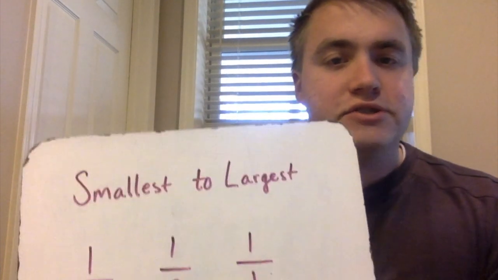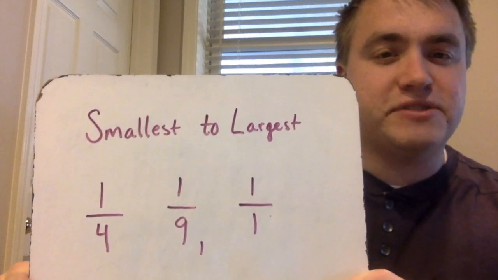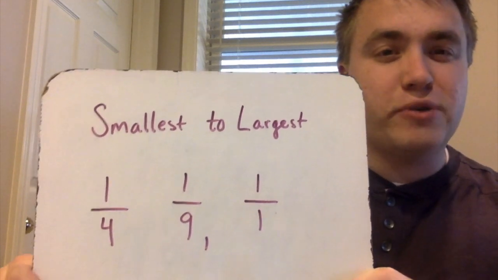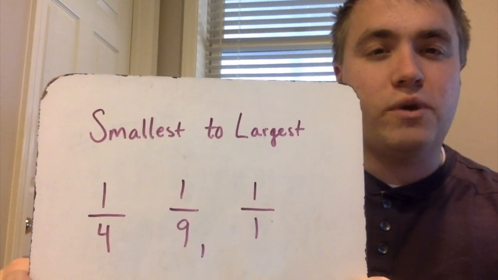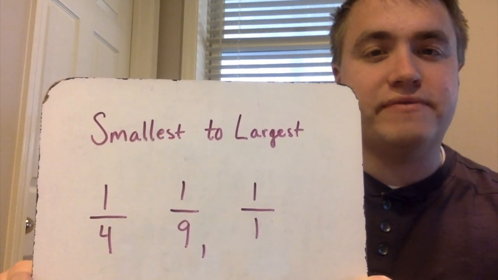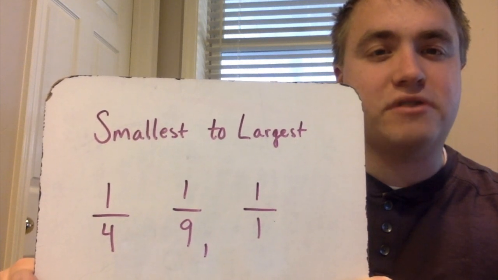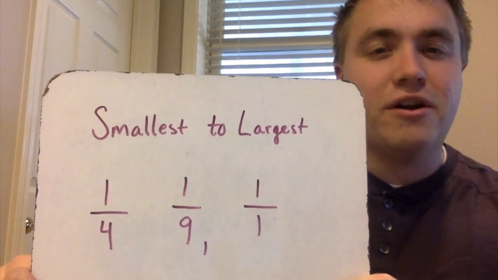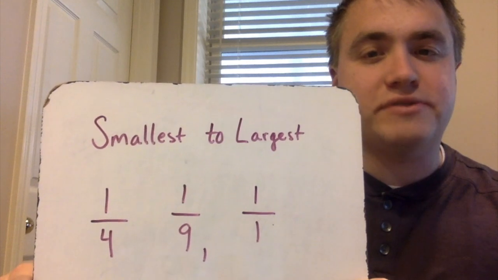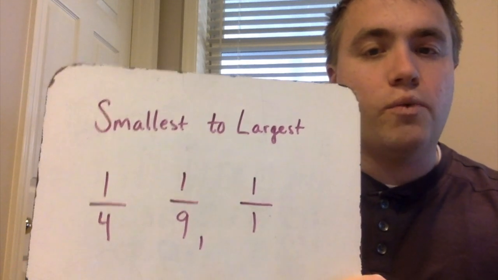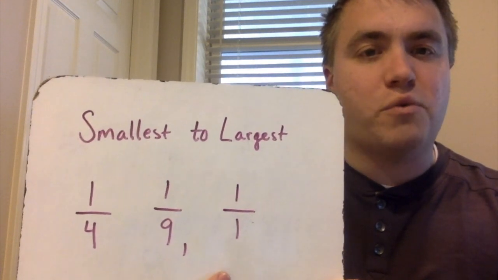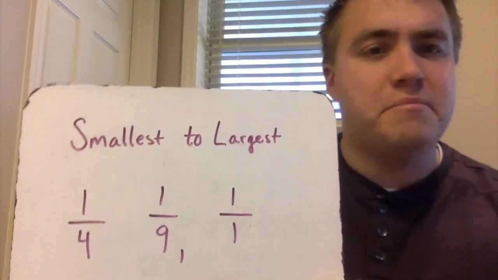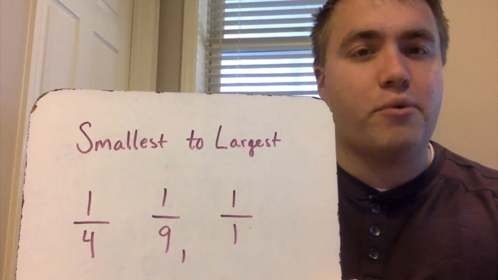Just like before, I want to give you guys some time to practice really quick. I want you to order these from smallest to largest. Notice that the numerator is the same and the denominator is different. I have 1/4, 1/9, and 1/1. You can pause the video right now and order this from smallest to largest. Hopefully you got 1/9 being the smallest, 1/4 being in the middle, and 1/1, which we all know equals 1, being the biggest fraction that I have on my board.